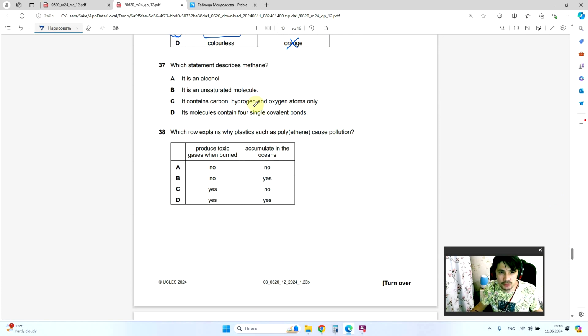Next question, which statement describes methane? Methane is an alkane with formula CH4. It's an alcohol? Nope. It's an unsaturated molecule? Nope, because it's an alkane, and if you remember, alkanes are saturated ones. It contains carbon, hydrogen, and oxygen atoms only? No oxygen in methane, so it's not correct. Molecules contain 4 single covalent bonds. Yep, so that was the structure of methane. It contains 4 hydrogens with single covalent bonds.